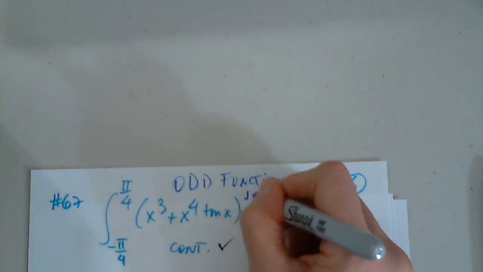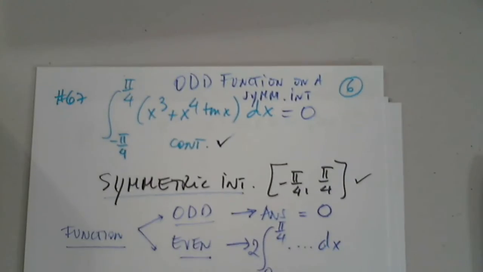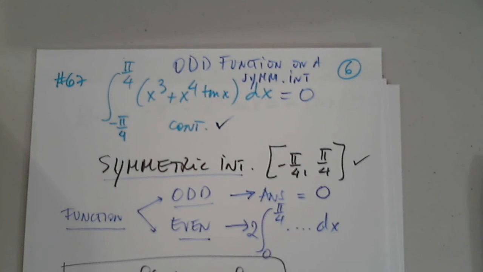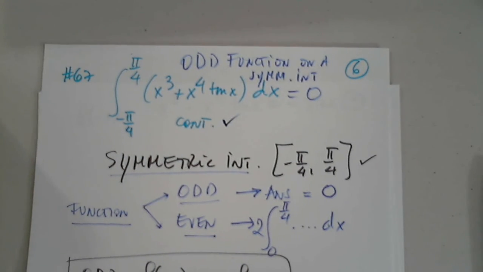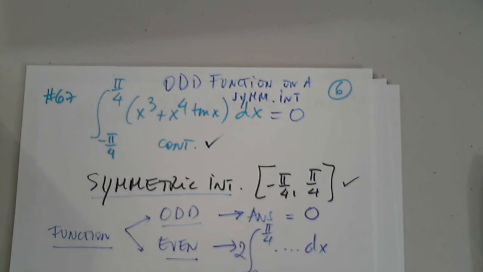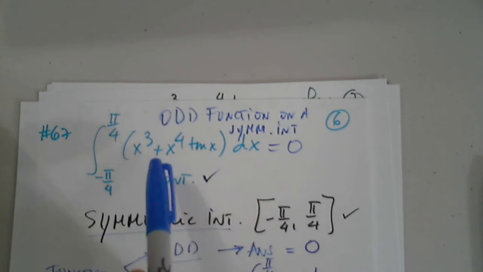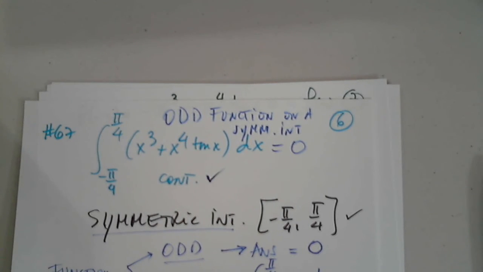So we come back and we say, lucky us, odd function on a symmetric interval. The answer must be 0. Odd function on a symmetric interval. And there is nothing I need to do here. If I change this into anything else, we will not be able to solve that integral.